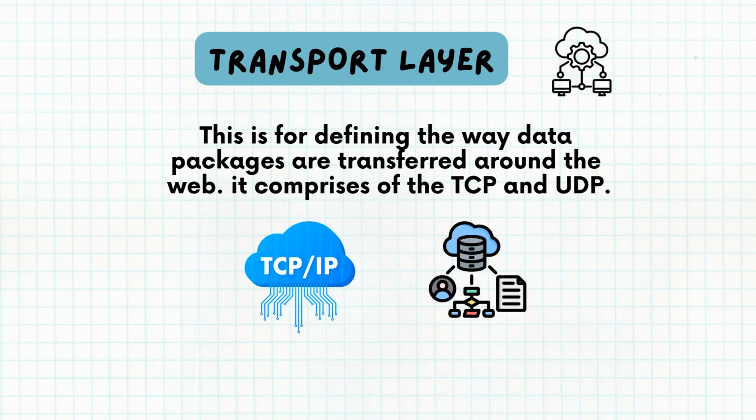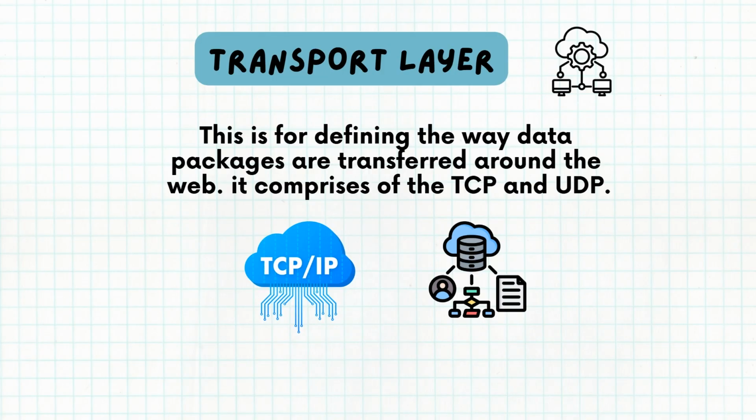The next one is the transport layer. This one defines the way packages are transferred around the web. It comprises TCP and UDP. TCP guarantees that any package you send over the web reaches its destination in the same order it was sent. Take note, let's say you have data you're sending through TCP. What TCP does is ensure that no element of that data is lost. Everything you send is the way the client is going to receive it.